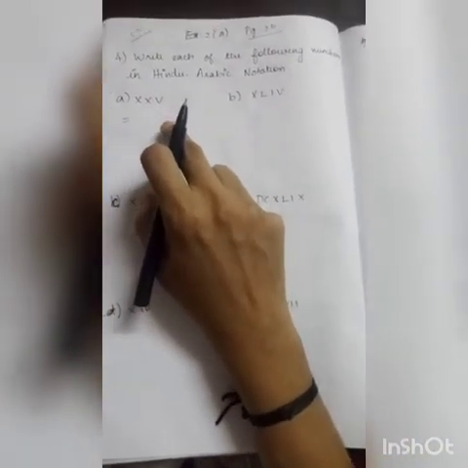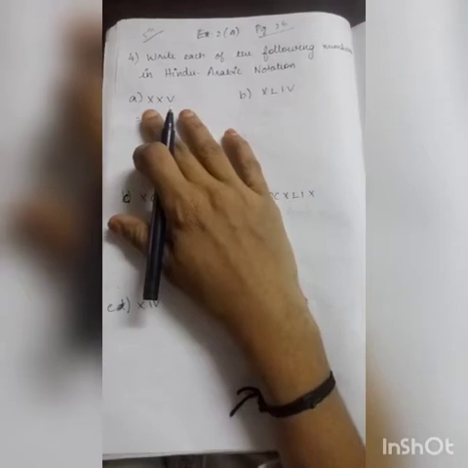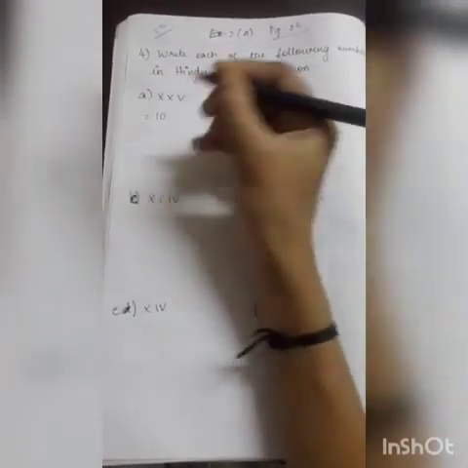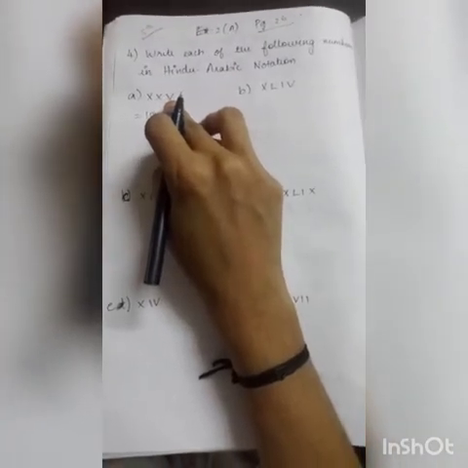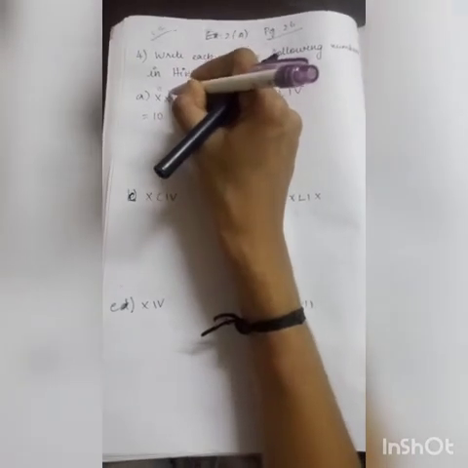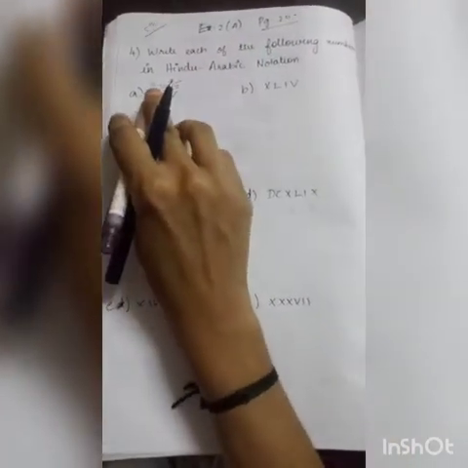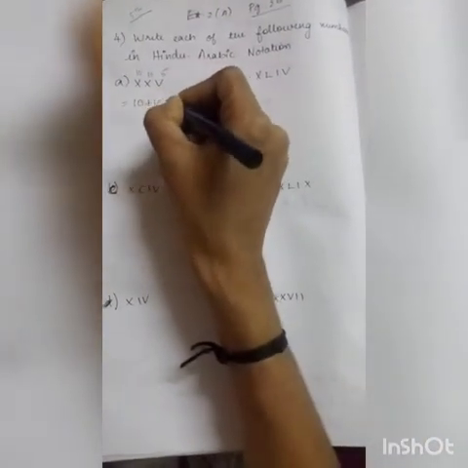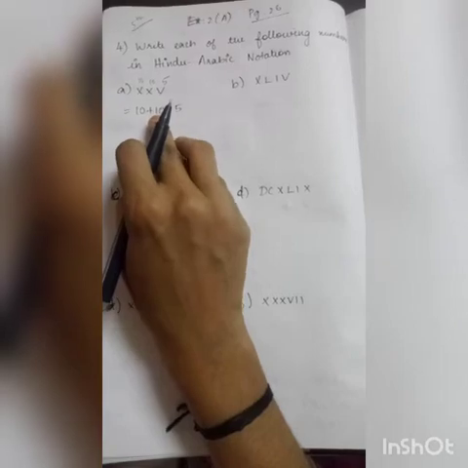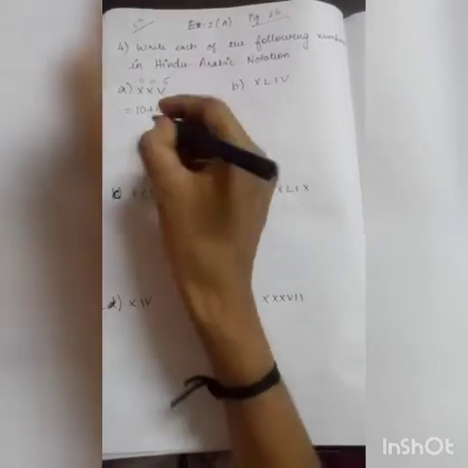XXV. X stands for 10. Another X stands for 10. V stands for 5. So you can write it in pencil above. 10, 10, 5. So actually this is in descending order. If it is in descending order, you can directly add it. So 10 plus 10 plus 5. 10 plus 10, 20. 20 plus 5, 25.